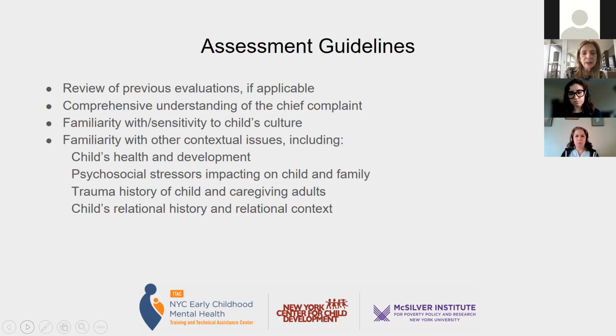Okay, and then lastly, we also want to be very familiar with other contextual issues impacting the child, and DC 0 to 5 guides us in this way: understanding as much as we can about the child's health and development, understanding what particular psychosocial stressors are impacting the child and family, and certainly understanding any exposure to traumatic experiences on the part of the child or caregiving adults. And we want to know as much as we can about the child's relational history and the relational context in which the child is growing.